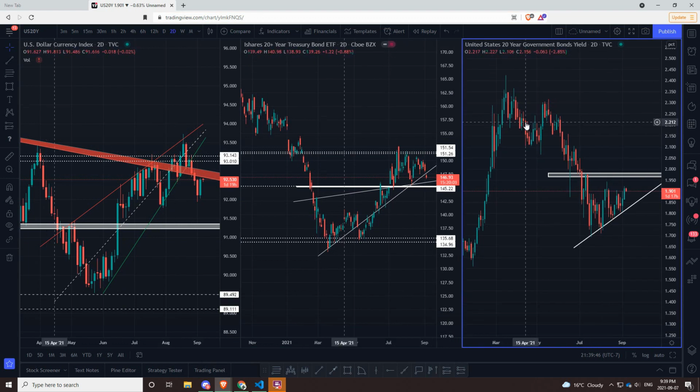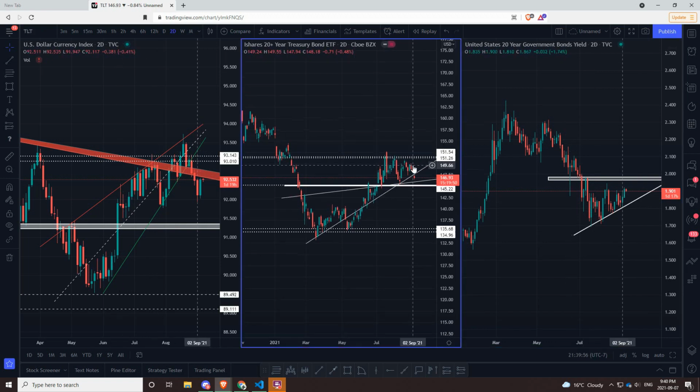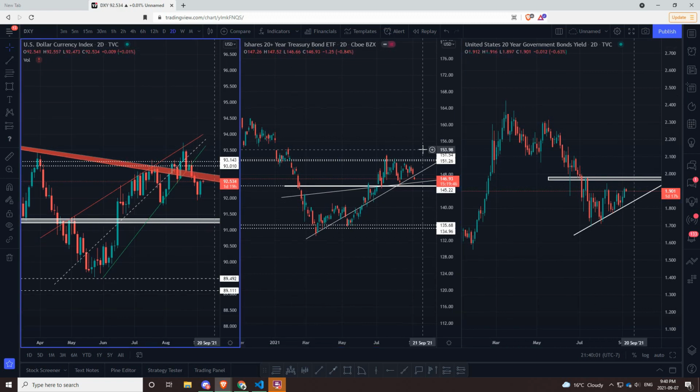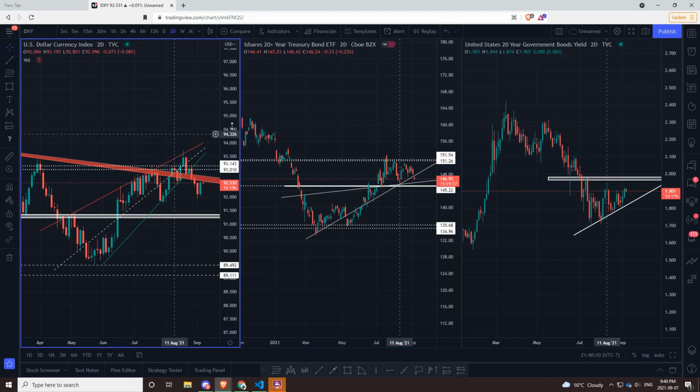So these are going to be directly negatively correlated, the yield and the value, because if the value is going up, the yield is going to go down. If the value is going down, the yield is going to be going up. Basically, it is a completely negatively correlated relationship there. And the US dollar is going to be somewhat similar to the TLT chart, but not exactly.